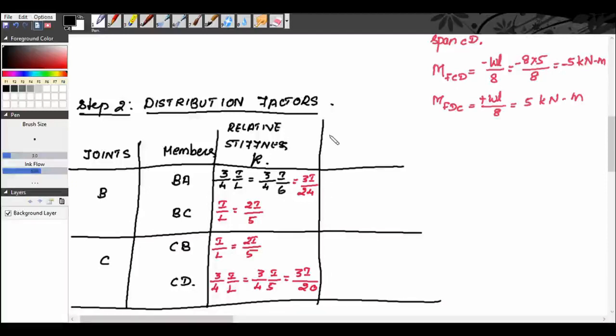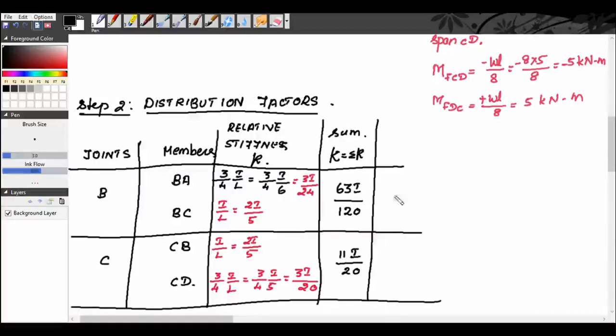Now we will determine the sum of relative stiffness at every joint. So that is sigma K, or capital K. Capital K is equal to sigma small k, the summation of the relative stiffness at every joint. So at joint B, 3I by 24 plus 2I by 5, we get 63I by 120. Similarly, at joint C, it is 2I by 5 plus 3I by 20, we get 11I by 20.